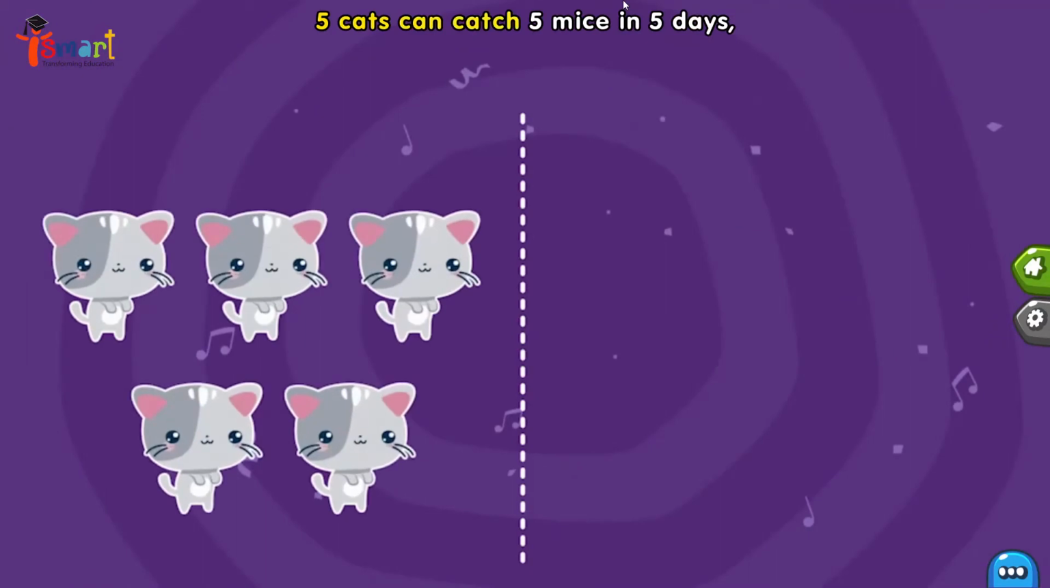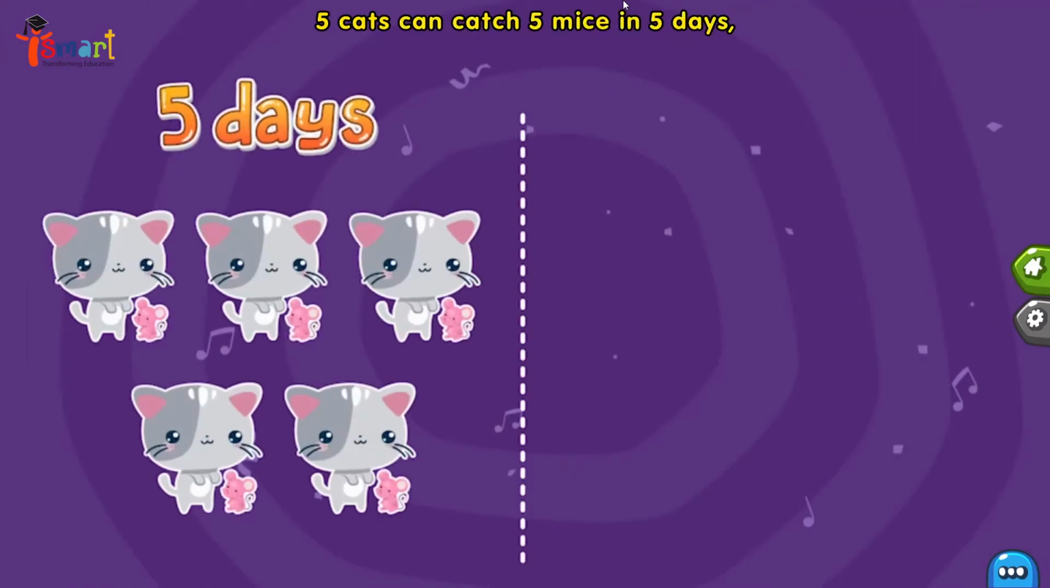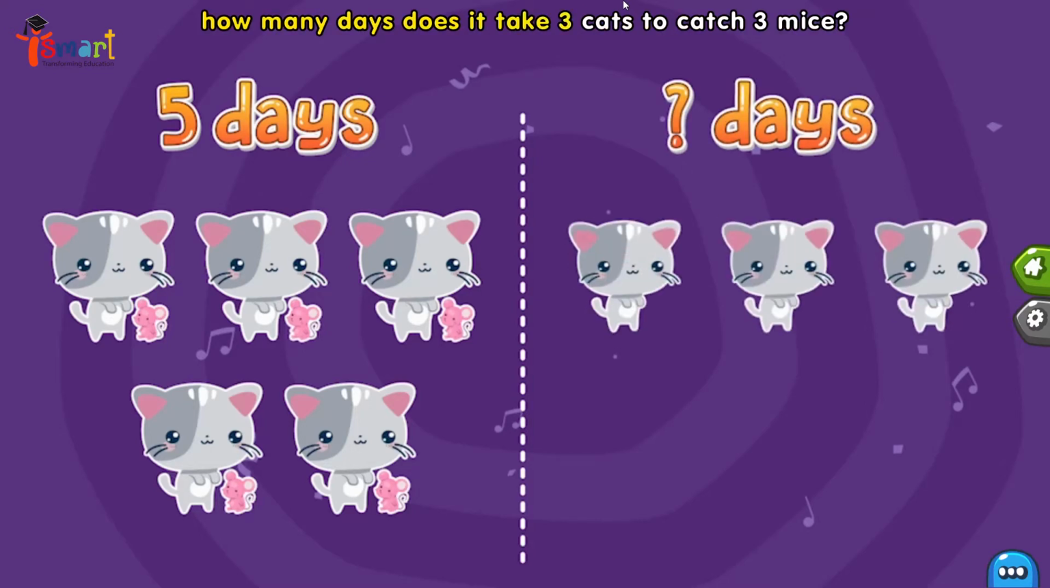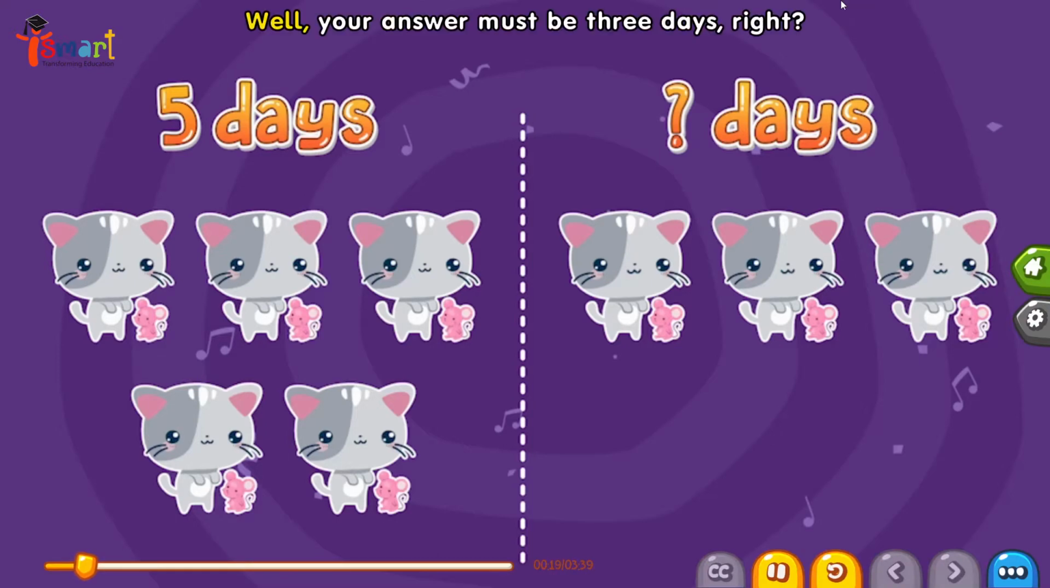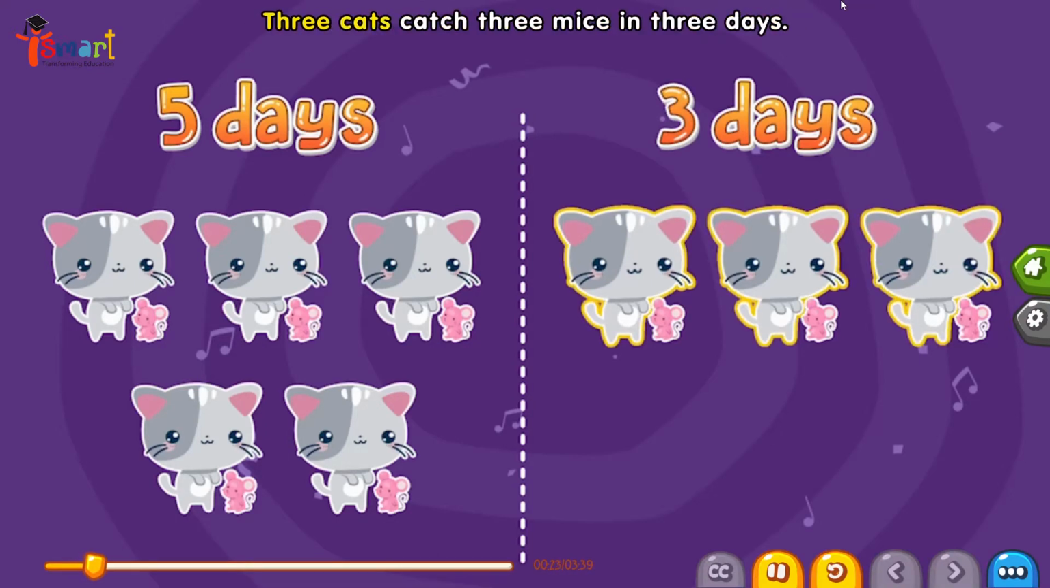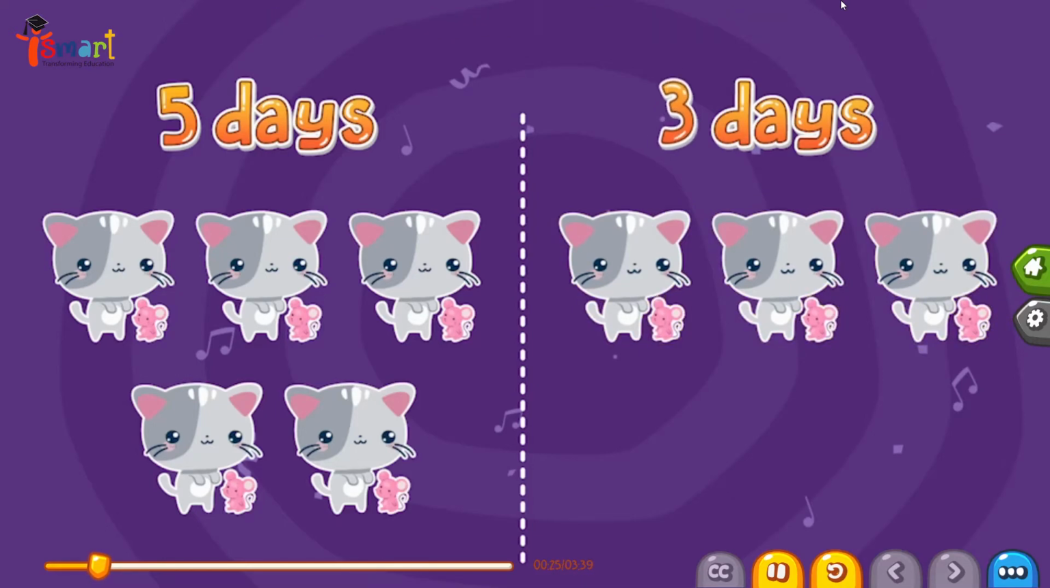5 cats can catch 5 mice in 5 days. If all the cats work at the same rate, how many days does it take 3 cats to catch 3 mice? Well, your answer must be 3 days, right? 3 cats catch 3 mice in 3 days. That sounds reasonable, but not correct. The answer must be 5 days.